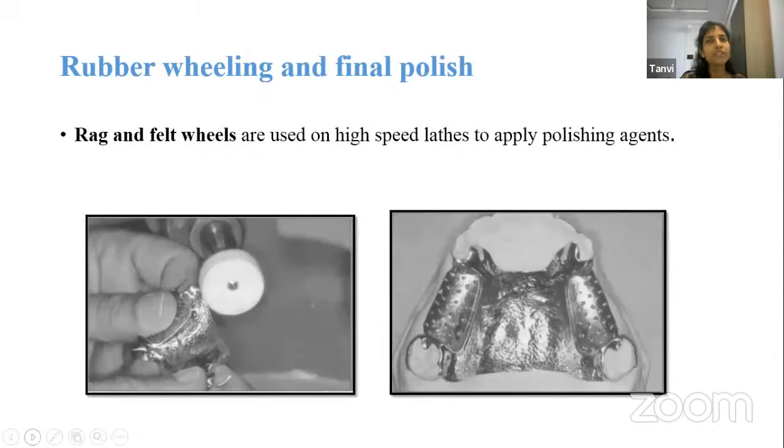Now, after the fitting of the framework is done, when we know that no further adjustments are required and we have almost completed all the adjustments, we can do the final wheeling and polishing to give it a fine finish and a smooth surface, so that food particles do not get attached to it, the plaque does not get accumulated on it, and it has a very smooth, fine finish.